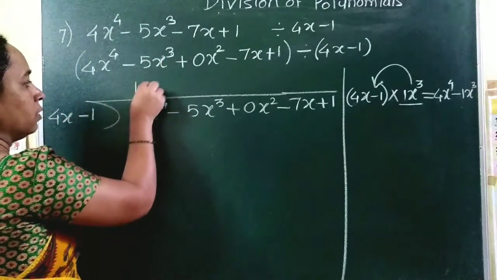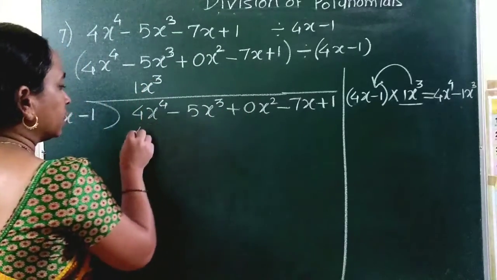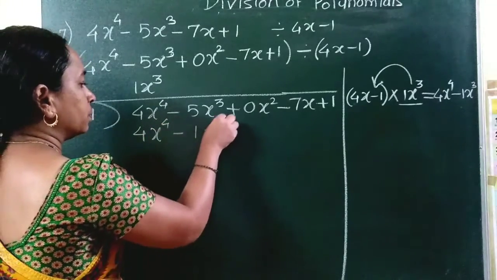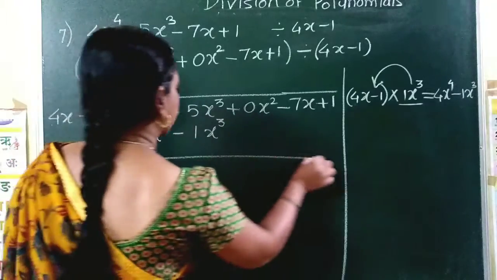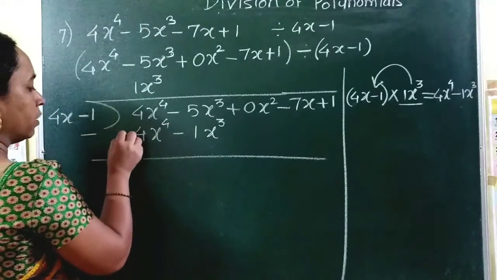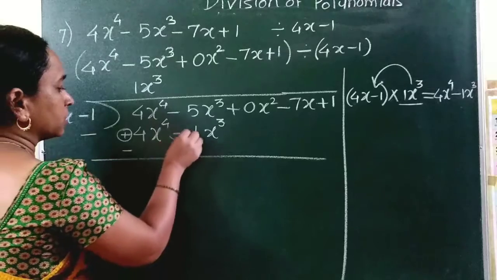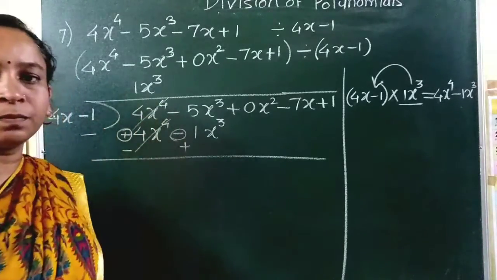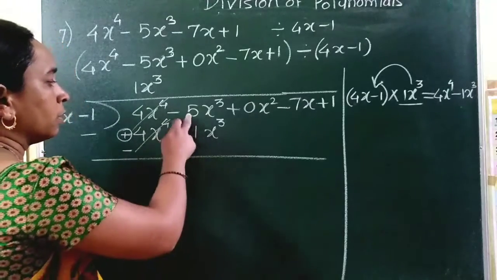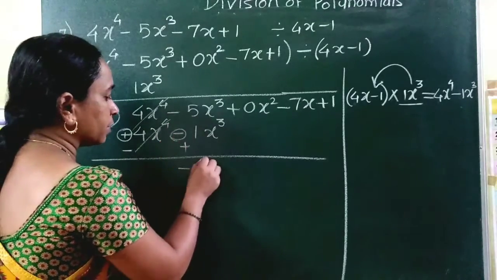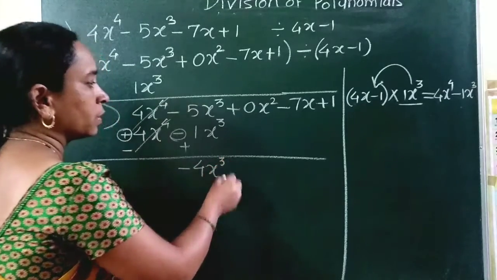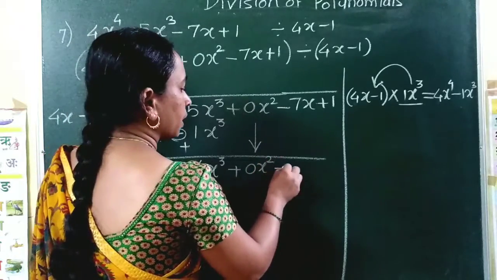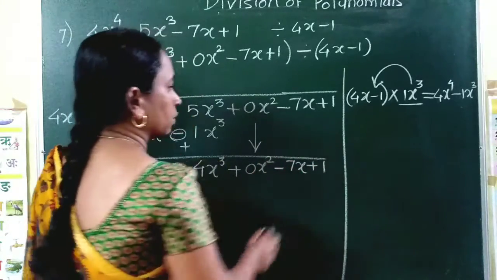First quotient is 1 x cube. Product is 4x raised to 4 minus 1 x cube. Here it is negative sign. Plus will change into minus, minus will change into plus. First term will be cancelled. Minus 5 plus 1, that means minus 4x cube. Take the remaining terms down: 0x square minus 7x plus 1.